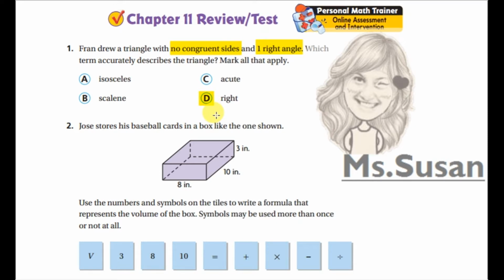What is the second choice? Is it acute? No, it doesn't have an acute angle. Isosceles means two of its sides are equal, so it has no equal sides. Is it scalene? Scalene means every side has a different length. Of course, all its sides have different lengths, because he said there is no congruent side, so no sides are equal. So this is the second option here. Choose right, and we would choose scalene.